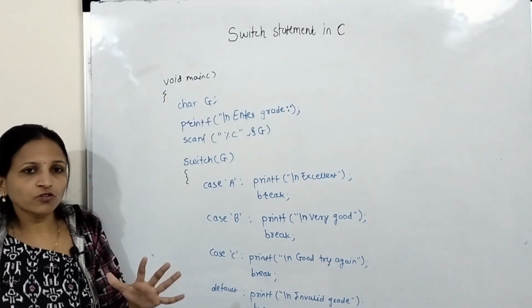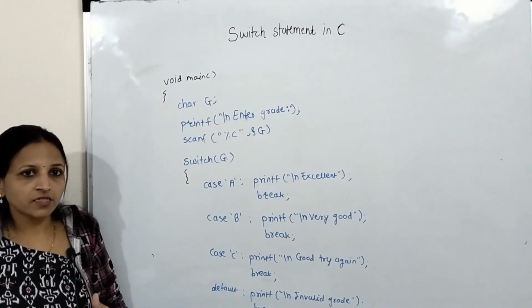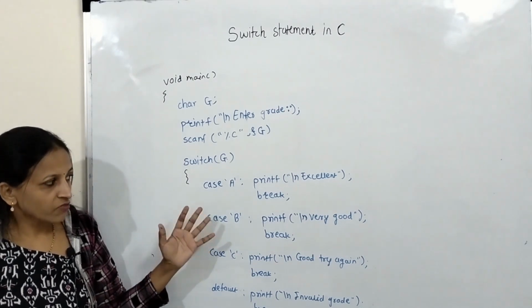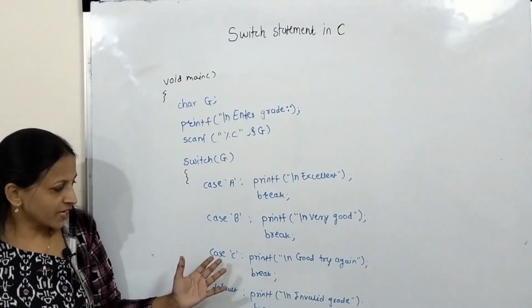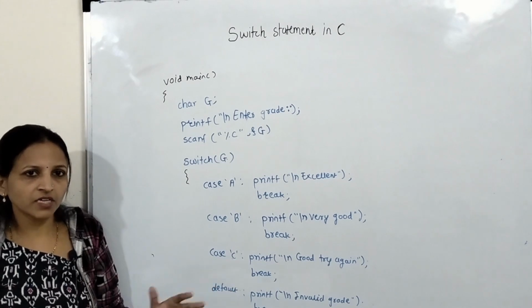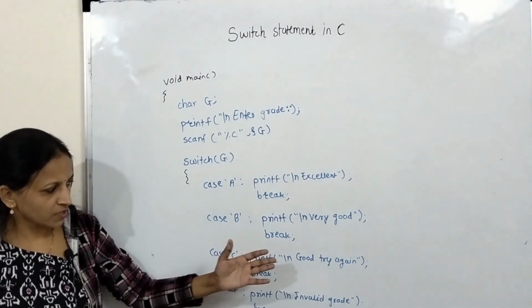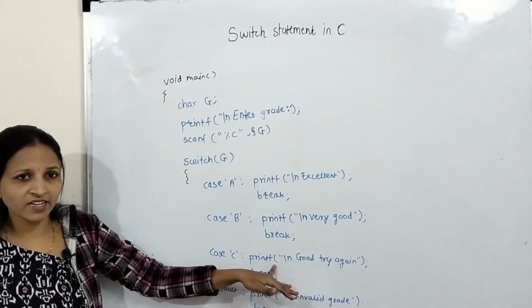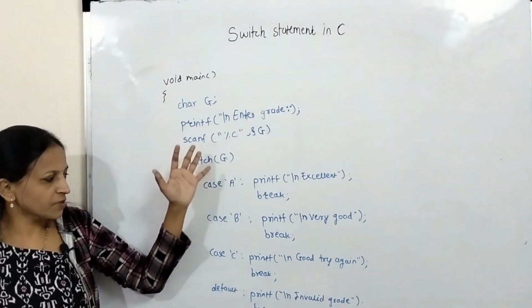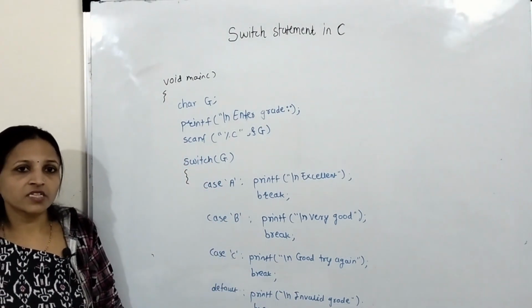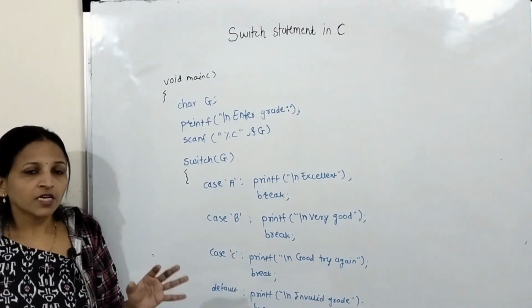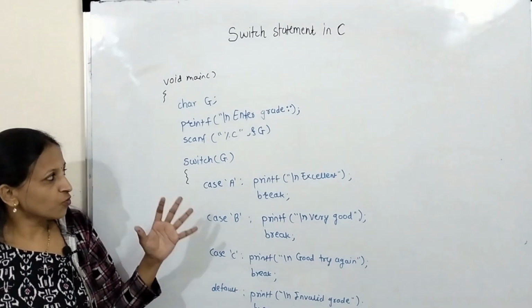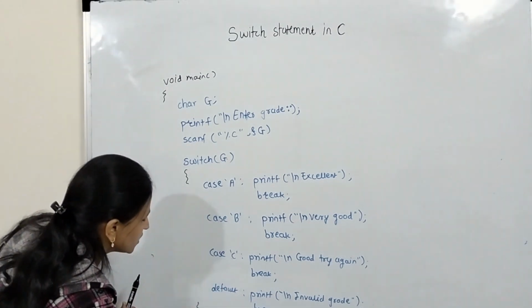is A, I want to display the message excellent. If the grade is B, then I want to display a message like very good. If the grade is C, then I want to display a message like good, try again. And if it is not A, B, or C, then the grade is wrong. We can write code for that in this way. We can use switch case in that case.